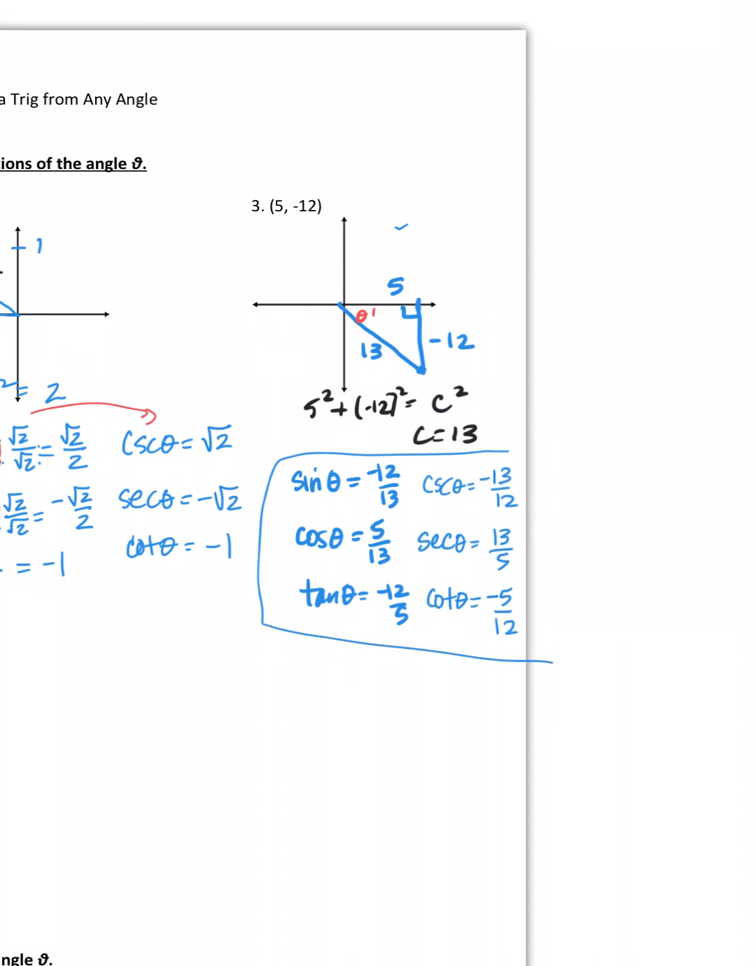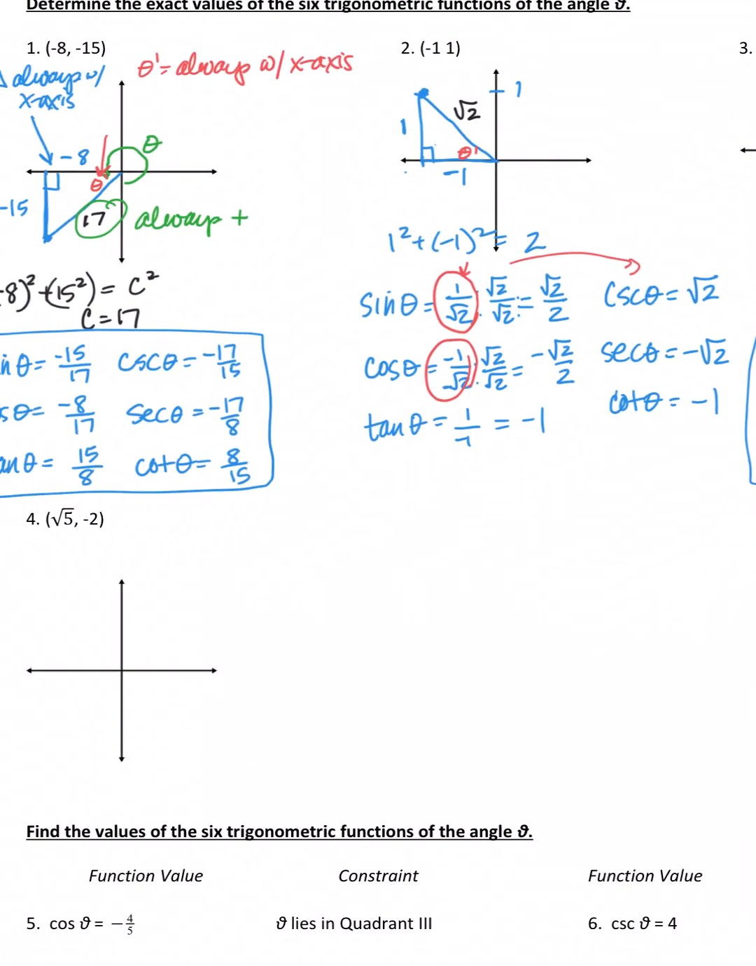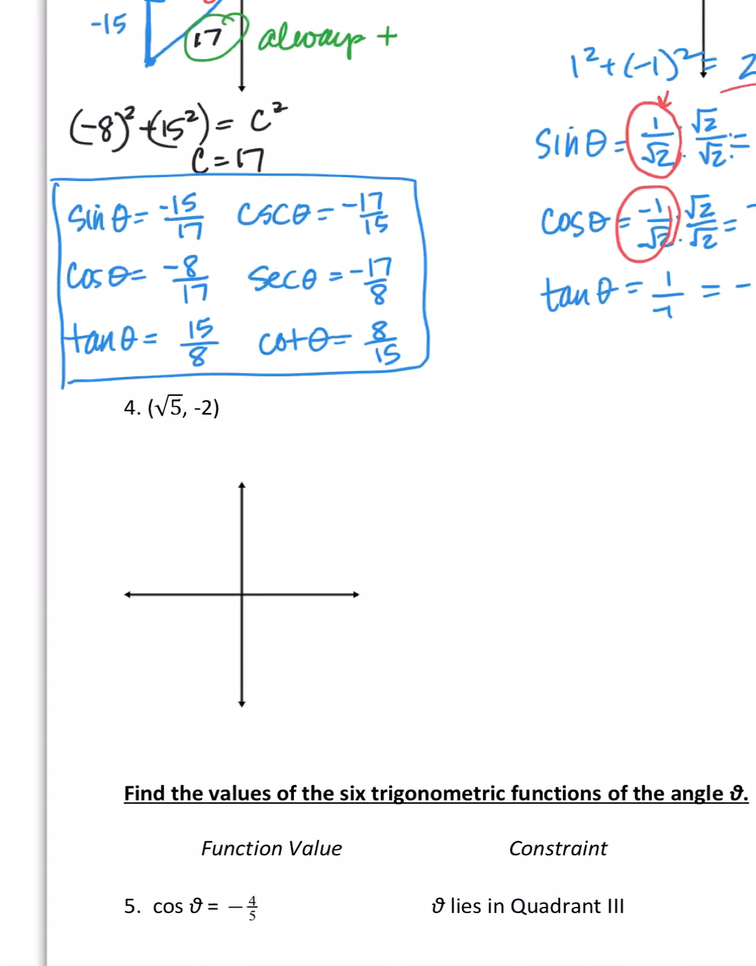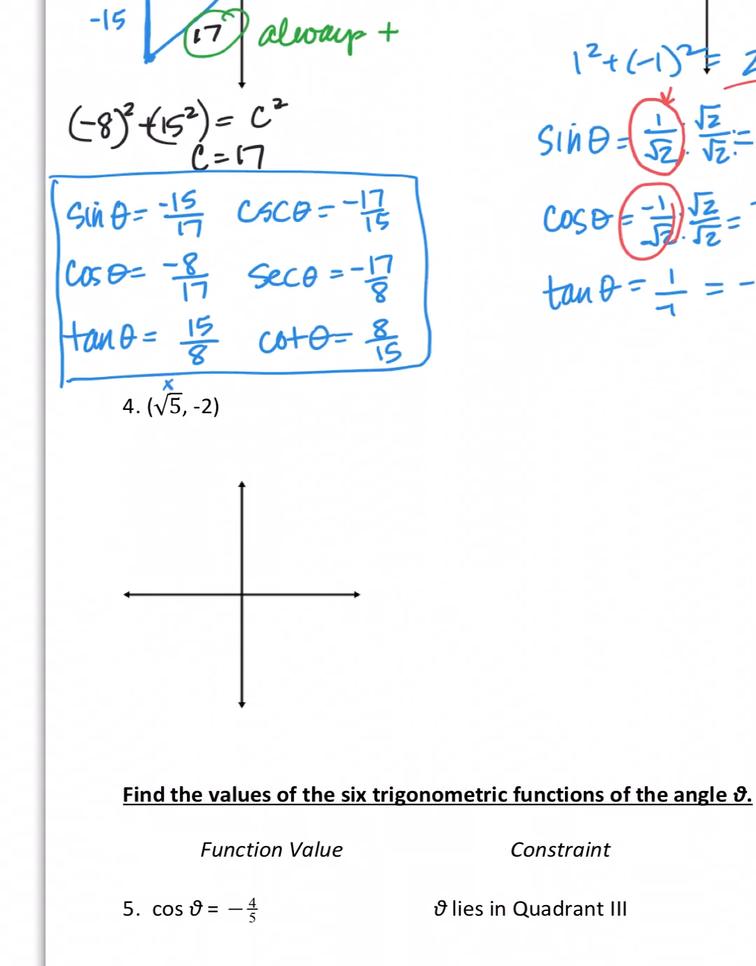Notice what we had to do. We had to draw a triangle, label our sides, find the missing side using Pythagorean theorem, and continue from there. Let's try one more. Okay, this one has a positive x and a negative y. That means I'm down in quadrant 4 again. So let's see. I'll draw my vertical. So this will be negative 2. And this is the square root of 5. Okay, so there's my right angle. Draw it in, put in my theta prime. Let's figure out our missing side.